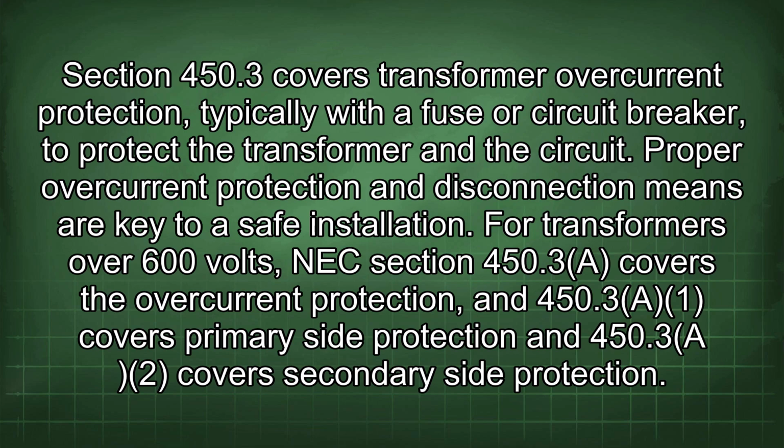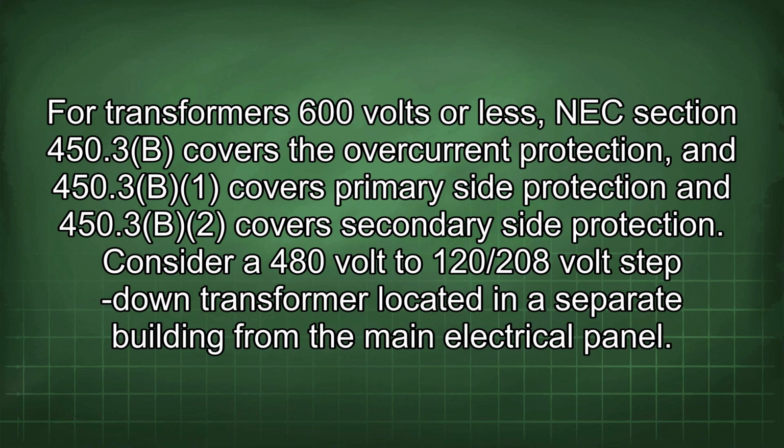For transformers over 600 volts, NEC section 450.3(A) covers the overcurrent protection, with primary side protection and secondary side protection. For transformers 600 volts or less, NEC section 450.3(B) covers the overcurrent protection, with 450.3(B)(1) covering primary side protection and 450.3(B)(2) covering secondary side protection.